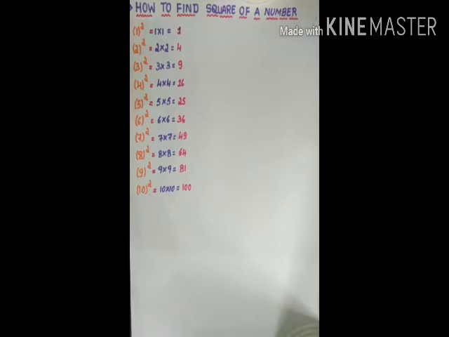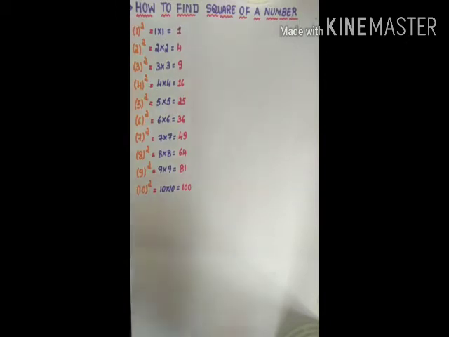Today I am explaining how to find the square of a number from 1 to 100 within a few seconds. Means I am going to explain today an easier way of finding the square of different numbers from 1 to 100.